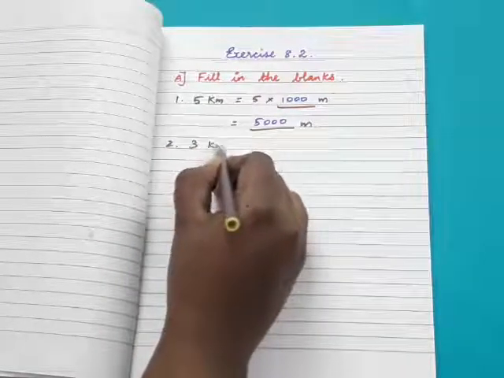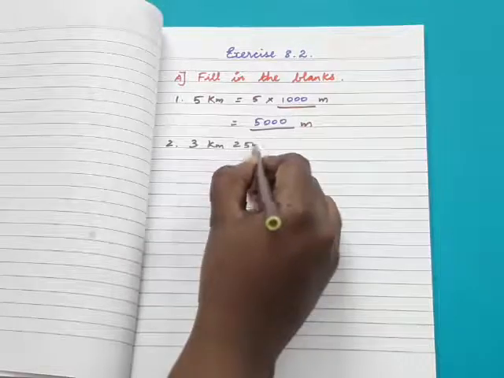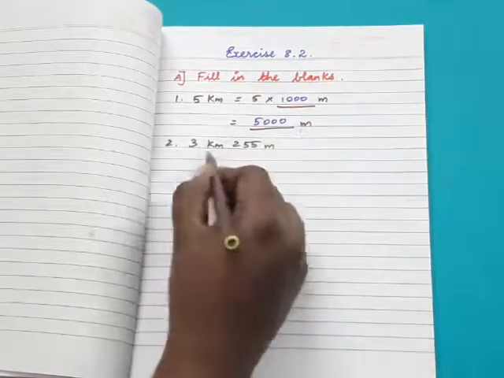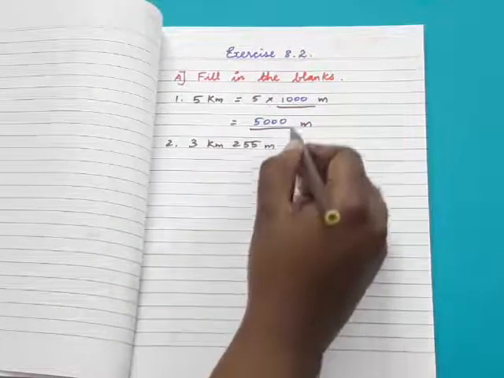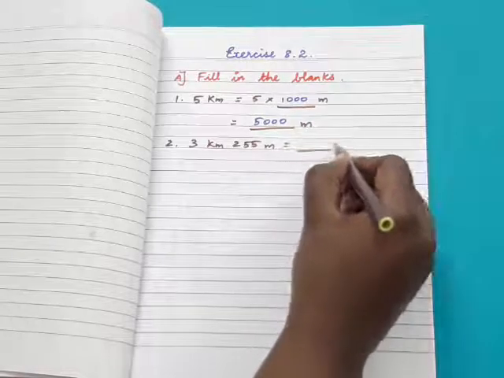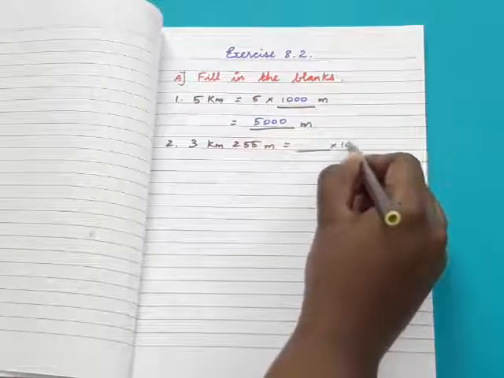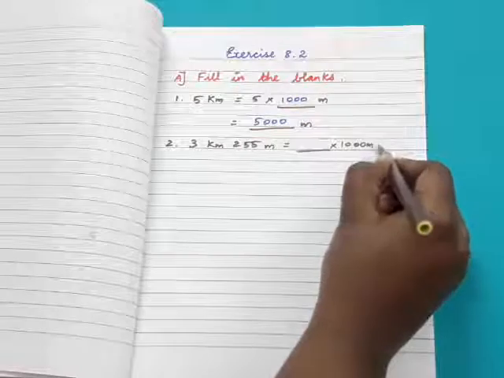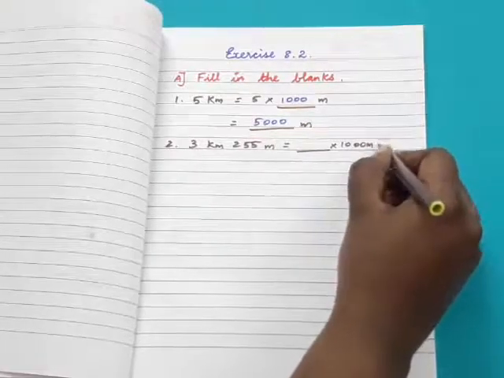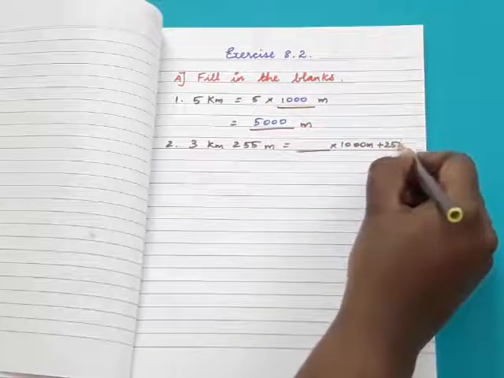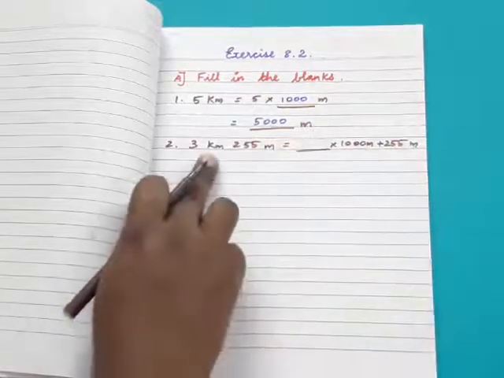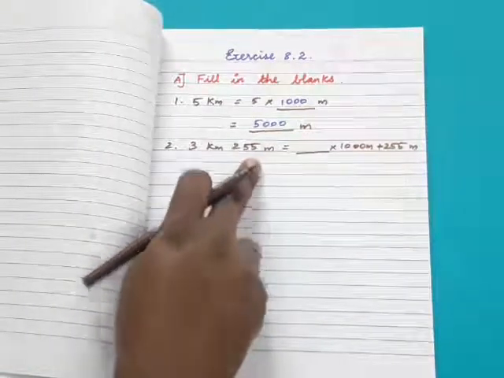Three kilometer 255 meter. Here they have given both kilometer as well as meter. You are going to find out what number you should multiply with this: 1000 meter plus 255 meter. First you are going to convert this into meter and add it with this.